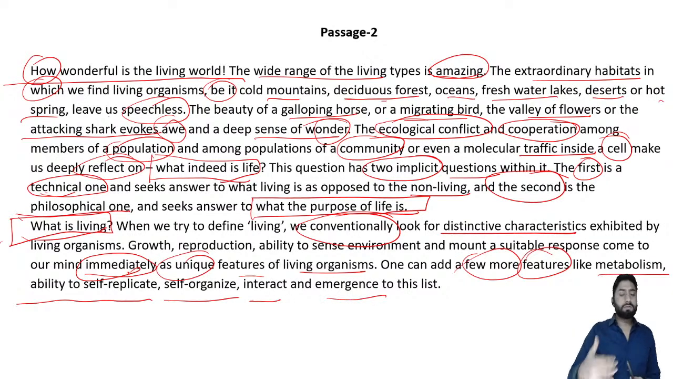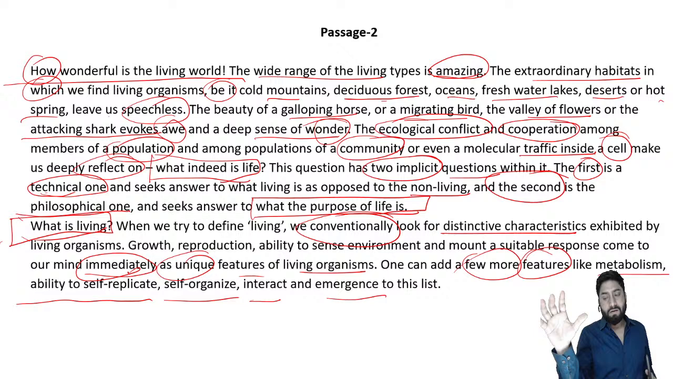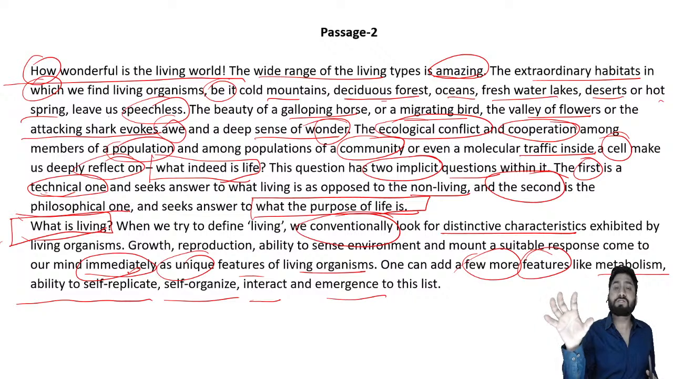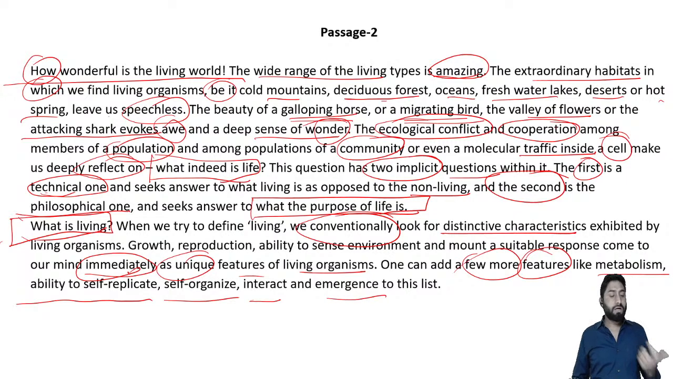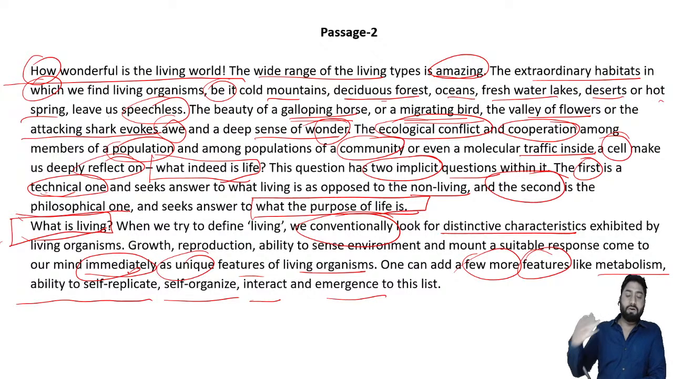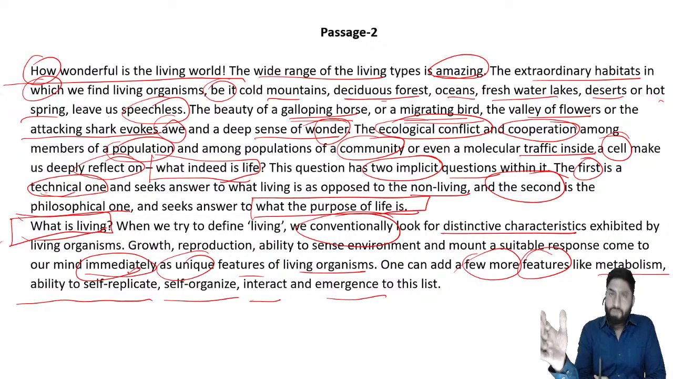Keep going on, right? So here again, see, they started explaining about the world, the beautiful world, the diversity, the extraordinary habitats of it, and they have mentioned even beautiful aspects of it, one by one: galloping horse, migrating birds, valley of flowers, attacking shark evoke the kind of awe and sense of wonder in us. That's how it began, and later on it ended with asking two questions, one technical, the other philosophical. And then, explaining that, they went on to how we go by the very simplistic differentiation between the living and non-living in the sense of some features.